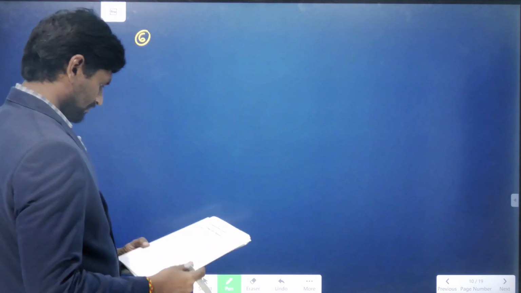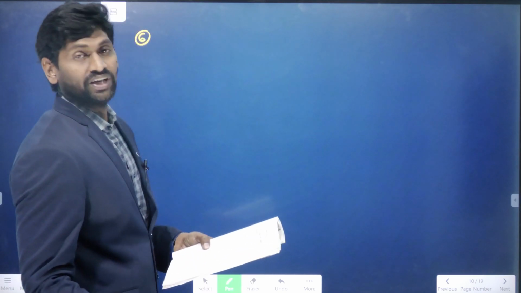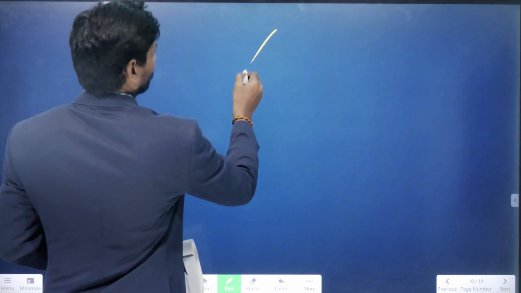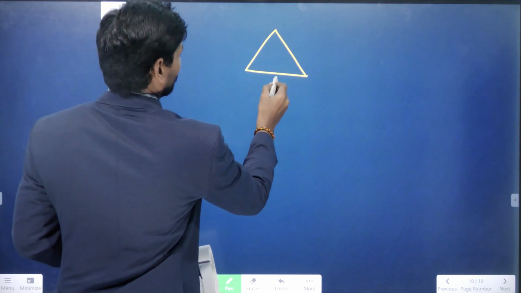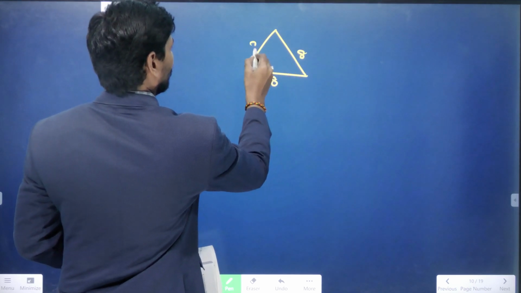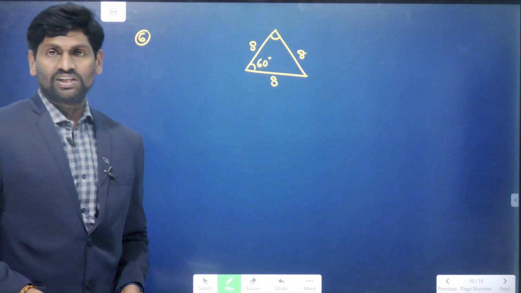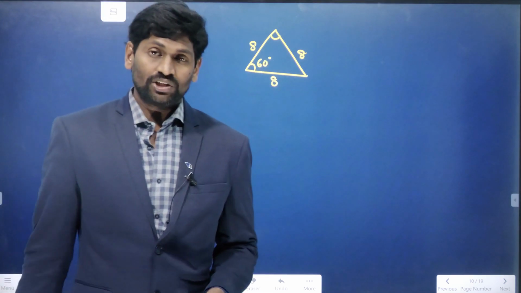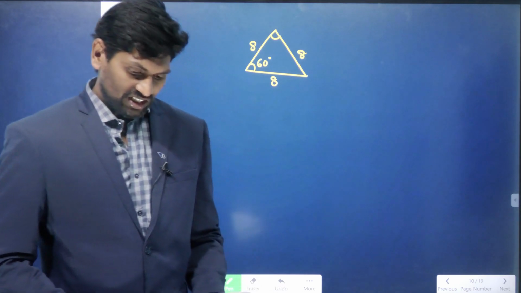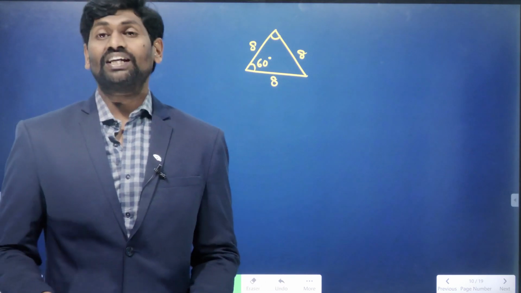Okay. So the sixth problem: the side of an equilateral triangle is 8 cm. Equilateral triangle means all sides are equal, all angles are equal. That means each angle is 60 degrees. All sides are equal, all angles are equal in an equilateral triangle. Now what do we have to find? We have to find the circumradius.